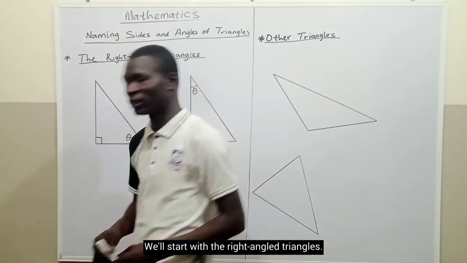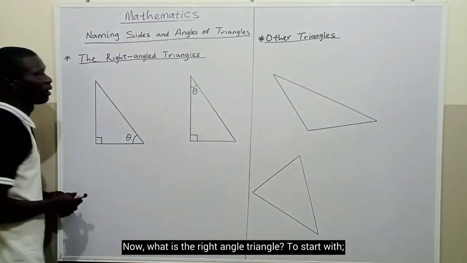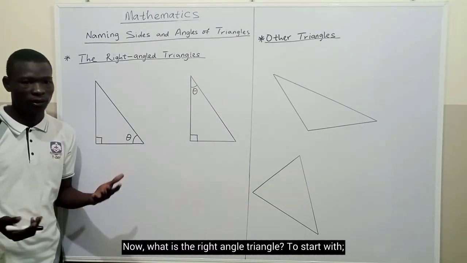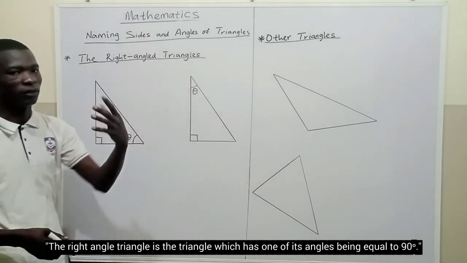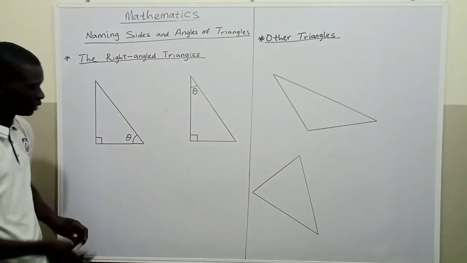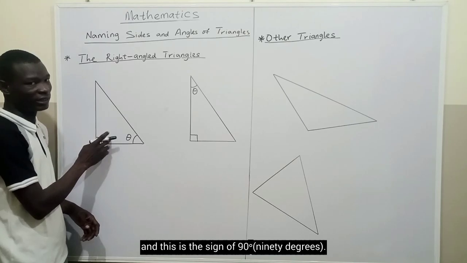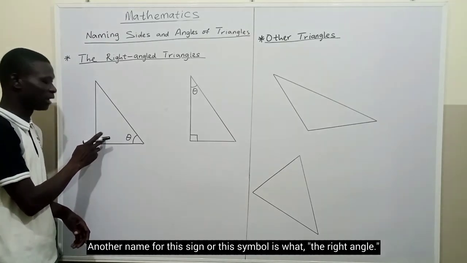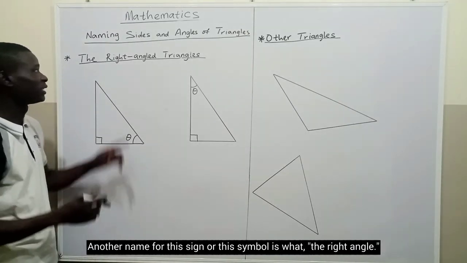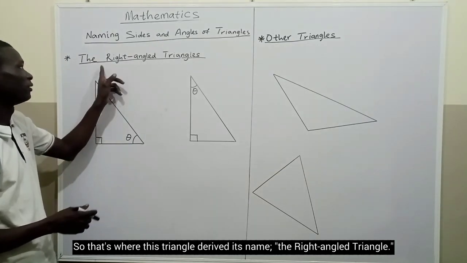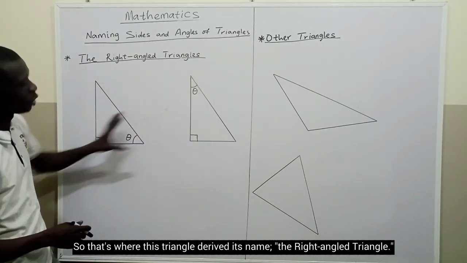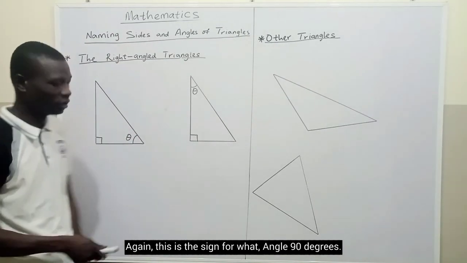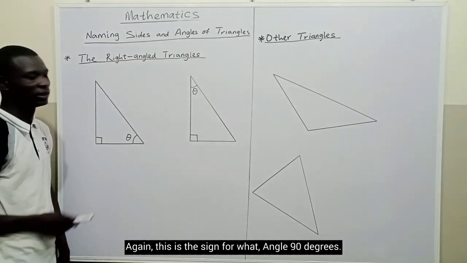So we start with the right angled triangles. Now, what is a right angled triangle? First of all, to start with, a right angled triangle is a triangle which has one of its angles equal to 90 degrees, and this is the sign of 90 degrees. Another name for this sign or this symbol is the right angle. So that's where this triangle derives its name, the right angled triangle. So this is a right angle triangle, and this is the sign for angle 90 degrees.